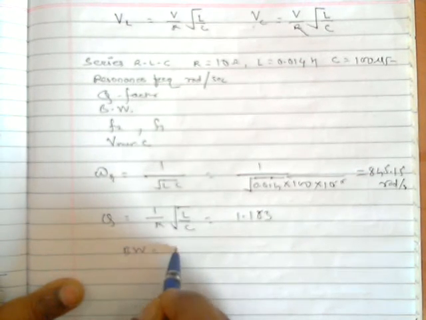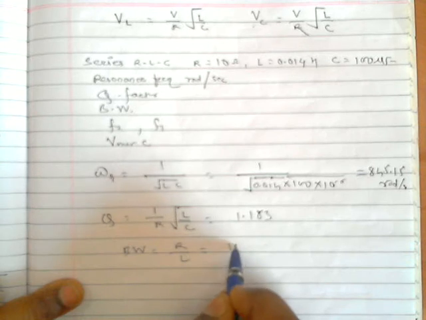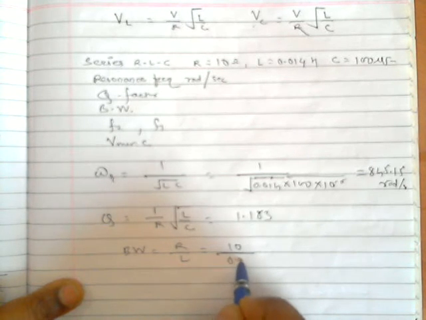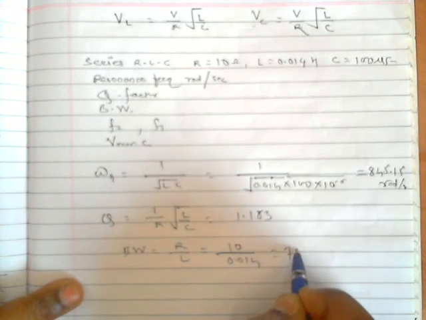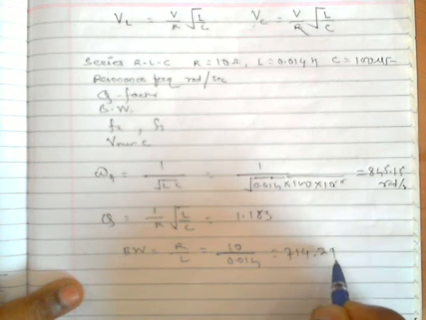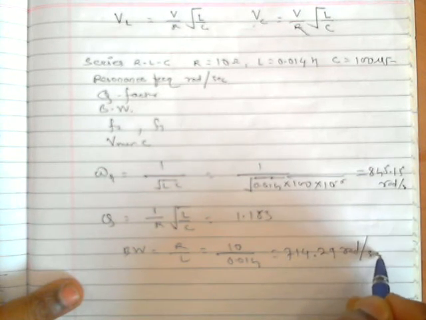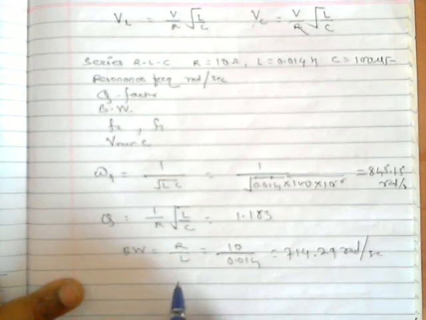Bandwidth is given as R by L. R is 10, L is 0.014. So it is 714.29 radian per second. Okay, upper and lower frequencies, bandwidth, so that is also in radians.